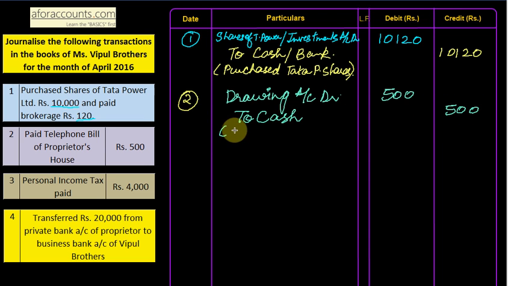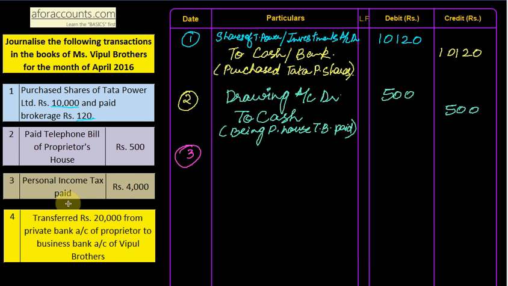Being proprietor's house telephone bill paid. Proprietor's house telephone bill paid. Okay, moving on to point number 3.